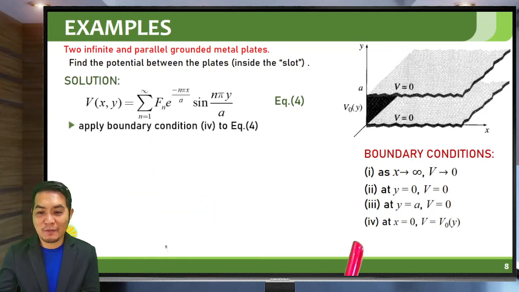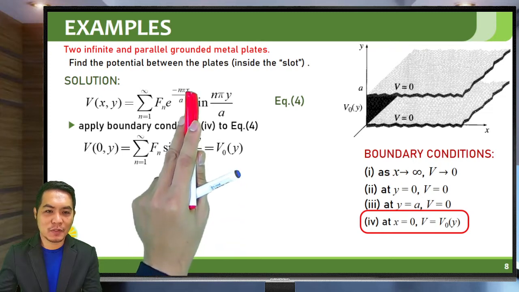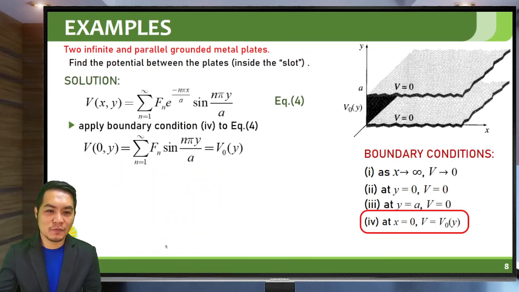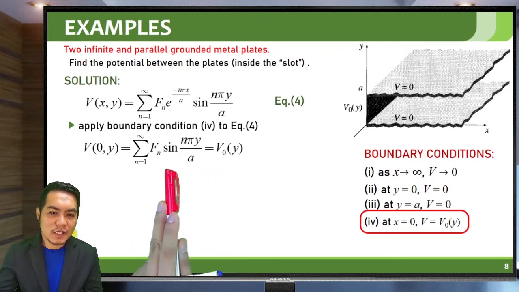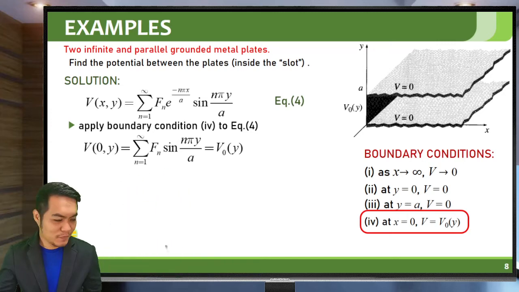So of course we still have one last remaining boundary condition. So we apply that boundary condition to our general solution here. So at x is equal to 0, e to the 0 is 1. So we have this equation. So at x is equal to 0, it's equal to V0 as a function of y. So how can you solve for f of n here? You will notice this is actually just a Fourier sine series. So meaning we can actually use the Fourier series, take advantage of that.